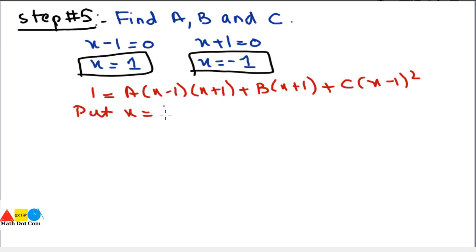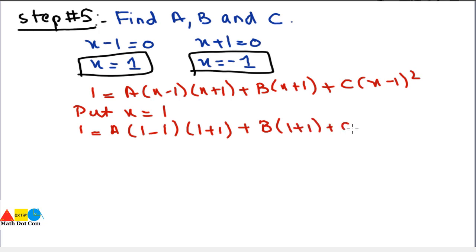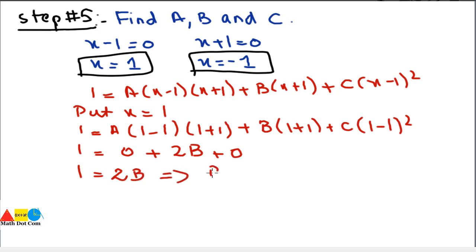Put x equals 1. So I'll write 1 is equal to a into (1 minus 1)(1 plus 1) plus b into (1 plus 1) plus c into (1 minus 1) whole square. It will be like 1 is equal to, the first expression will be 0, as 1 minus 1 is 0, plus 2b, and then c also will become 0, as 1 minus 1 is 0. So we will have 1 is equal to 2b. That means b is equal to 1 by 2. So we have got the value of b as 1 by 2.